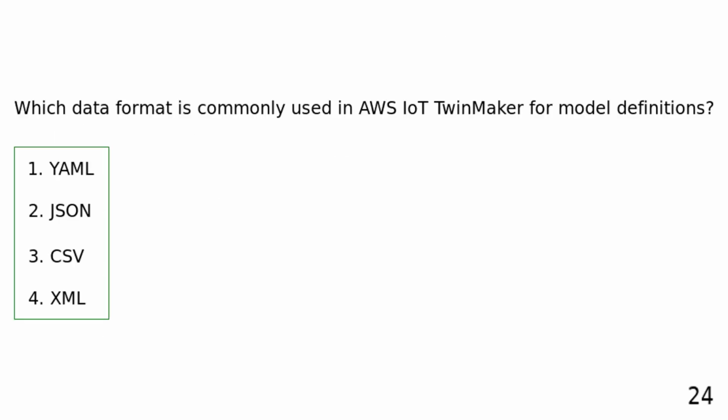Which data format is commonly used in AWS IoT TwinMaker for model definitions? YAML, JSON, CSV, XML.